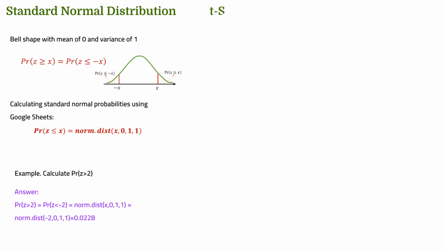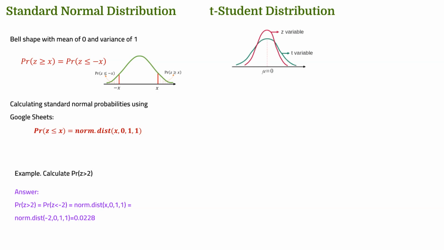Next, t-student distribution. Here's the t compared to the standard normal. T is in green. It is shorter and fatter on the tails, while the z variable is taller and is shown in red. Both have the mean of 0. If x has a t distribution with the degree of freedom equal to nu, which is n-1, one can show it by x is t nu.